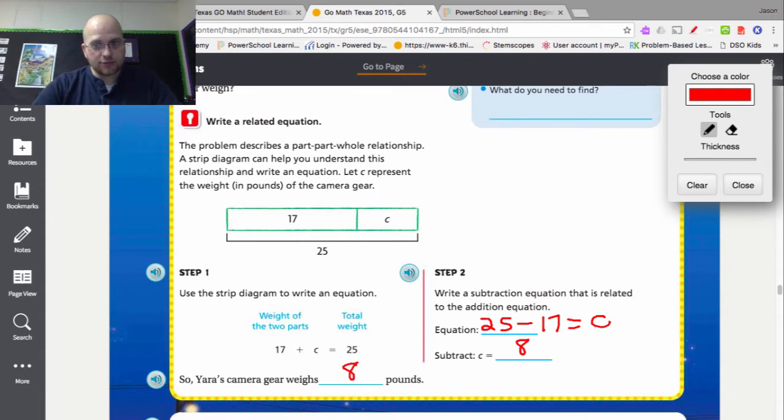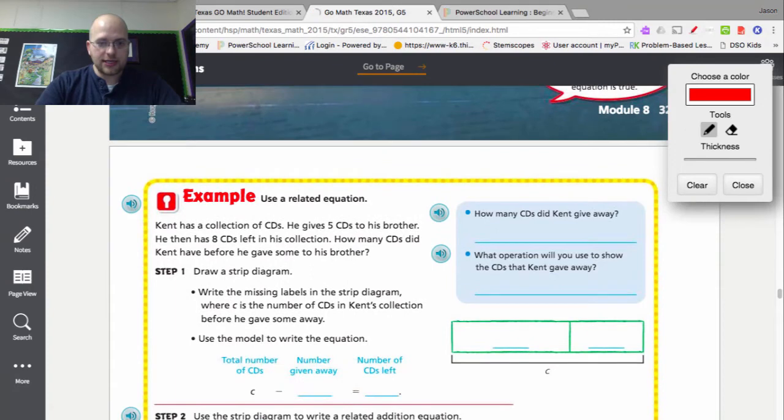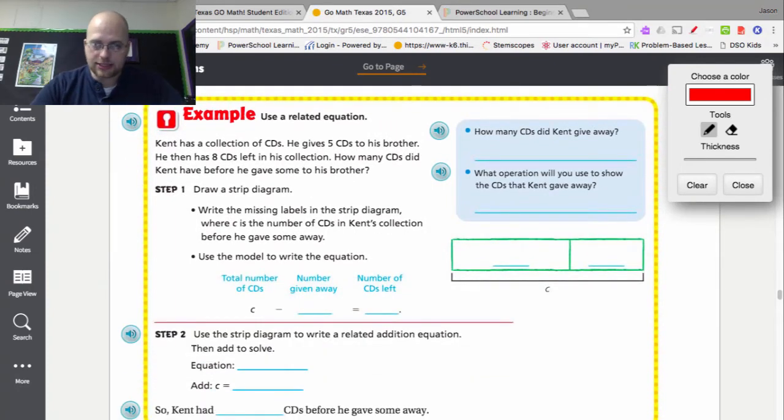Okay, now we can do this with a subtraction problem. Let's look at a subtraction problem, which is going to be this one about CDs. Ask your parents about CDs. They'll be able to tell you what a CD is. You're used to MP3s now. But we have this guy, Kent. He has a collection of CDs. He gives 5 of them to his brother, and he has 8 left. How many CDs did Kent have before he gave them to his brother?